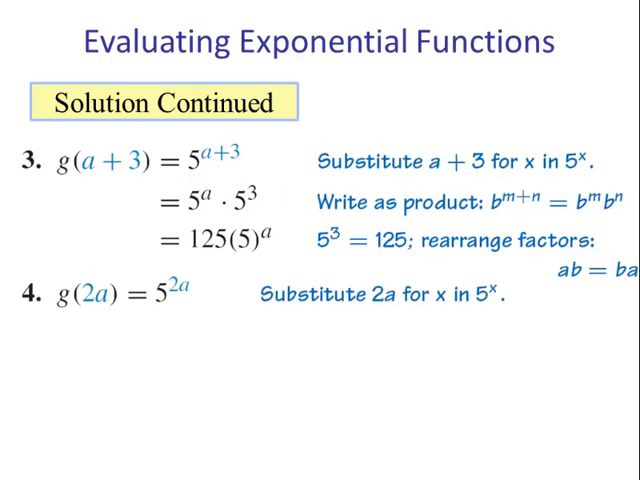g of 2a equals 5 raised to the 2a power. So when we have two numbers that are multiplying in the exponent, that means we have a power to a power. It doesn't matter really which one you write inside or outside. They'll both be equivalent. 5 squared is 25. So we have 25 to the a power. And we are finished.